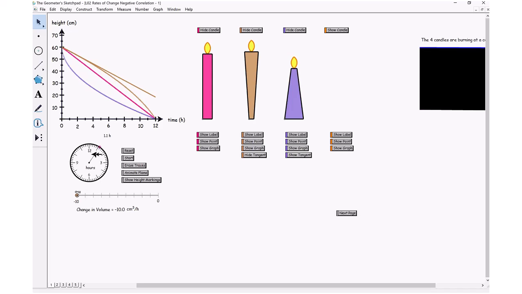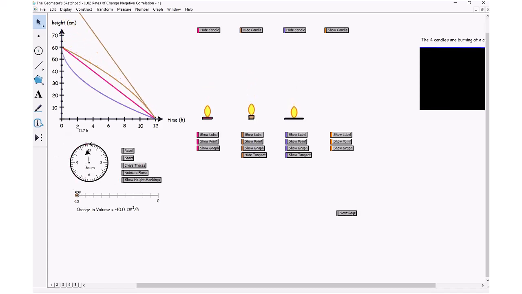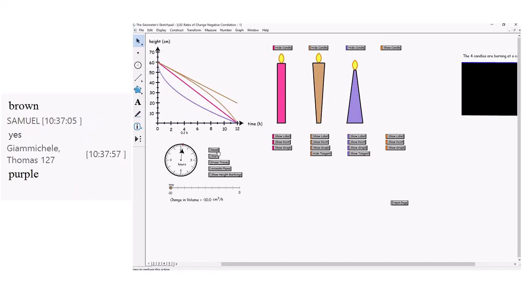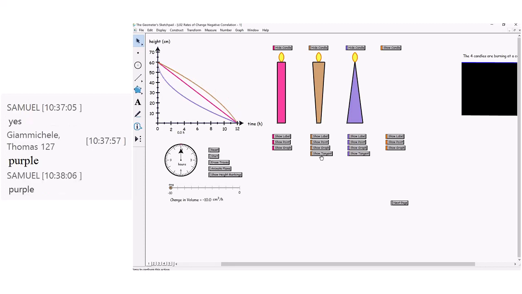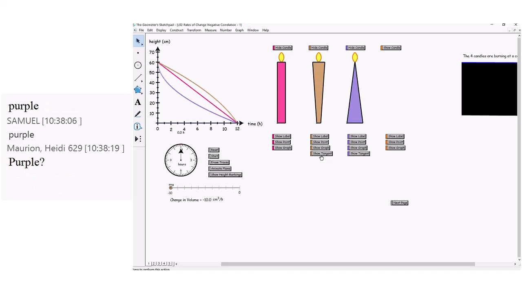The color of the candle whose height is changing at a decreasing rate. Which one of those three candles? I'm waiting for you guys to type something in now. For which of those three candles is the height changing at a decreasing rate? Anybody else want to type something in? We're looking for the candle whose height is changing at a decreasing rate. Yeah, okay, purple is the correct answer.